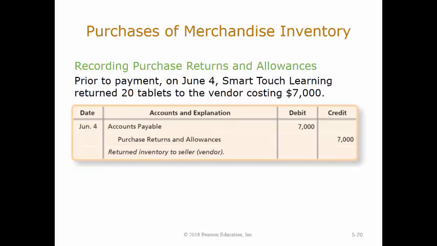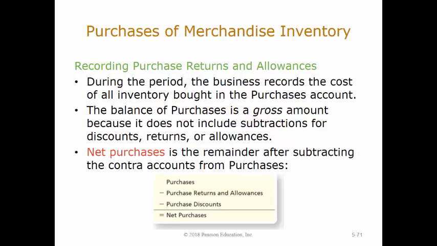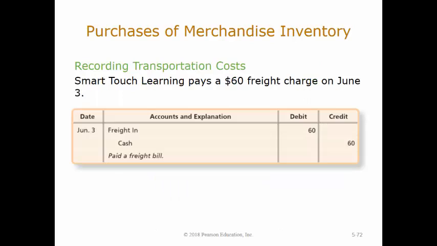Suppose that prior to payment on June 4, Smart Touch Learning returned 20 tablets to the vendor costing $7,000. In the periodic inventory system, instead of recording the return to merchandise inventory, a separate account, purchase returns and allowances, is used. Both purchase discounts and purchase returns and allowances are contra expense accounts. They are contra accounts to the purchases account. To determine the net amount of purchases, you subtract the purchase returns and allowances and purchase discounts from the gross amount of purchases recorded for the period.